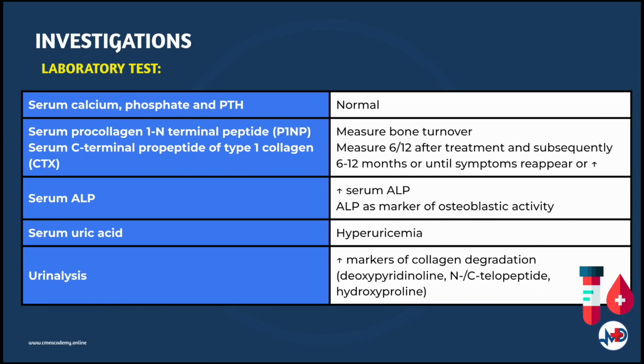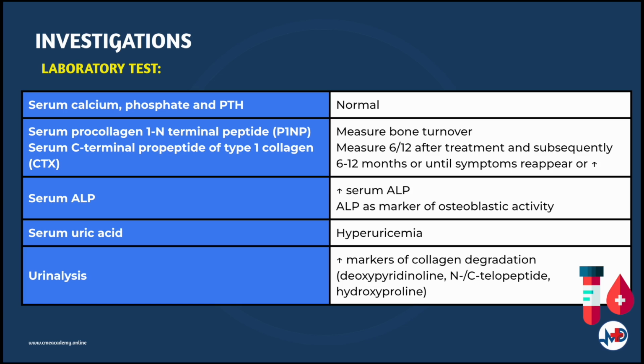Moving on, the first investigations to order include plain X-rays, total serum alkaline phosphatase, bone-specific alkaline phosphatase, serum calcium, serum procollagen 1 N-terminal peptide, serum C-terminal propeptide of type 1 collagen, liver function tests, and serum 25-hydroxyvitamin D. Lab tests done in Paget's disease include blood work and urinalysis.